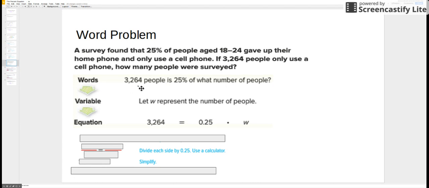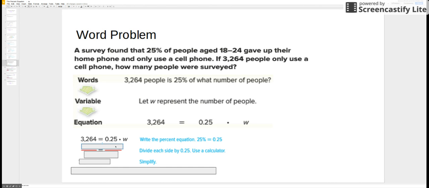So you have 3,264 people. This number represents 25% of how many people, okay? So W represents our whole. 25%, move decimal place over 2 places to the left, so it's 0.25, and it's 3,264 as what it represents. So this is the part. Part equals percent times whole.